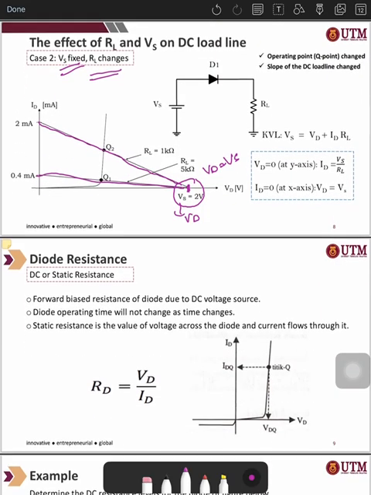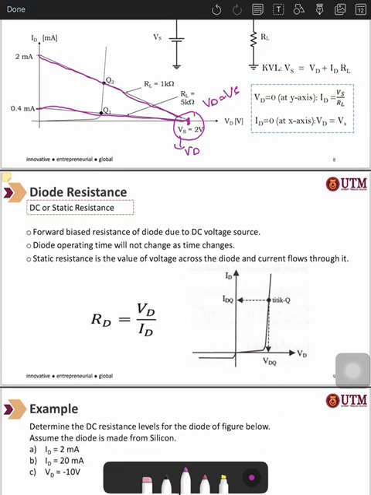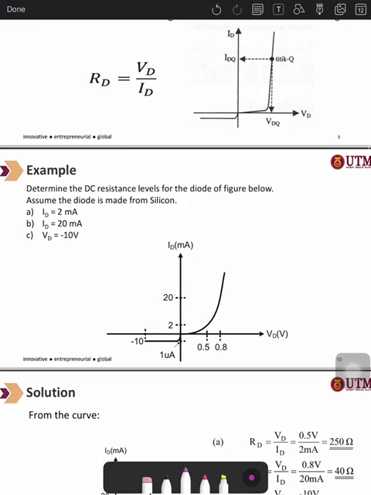And just now I mentioned the diode resistance: you just apply V is equal to IR, Ohm's law. Since you get VDQ over IDQ, you will get the value of the resistance, the DC resistance or static resistance. So this is the example: determine the DC resistance level for the diode of the figure below. Assume the diode is made from silicon.